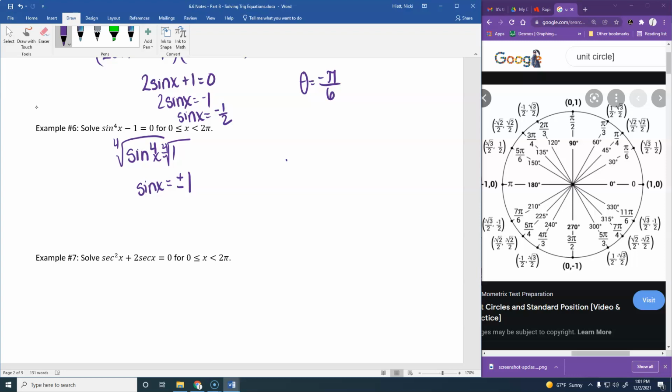All right. And so we're looking for 2 answers here. Where does sine equal 1? Pi over 2. And then negative 1 at 3 pi over 2, because this asks us to look at the whole unit circle.